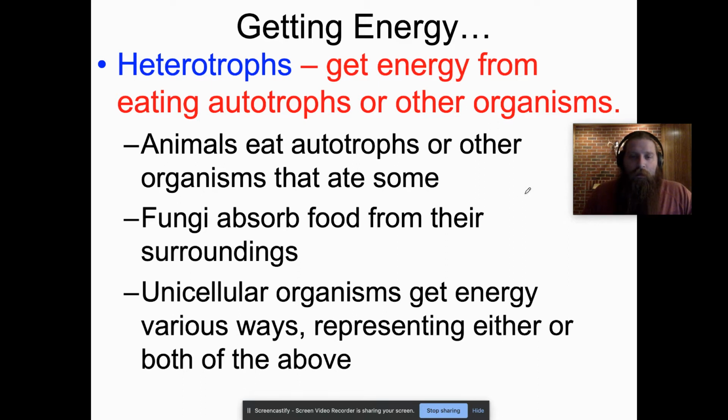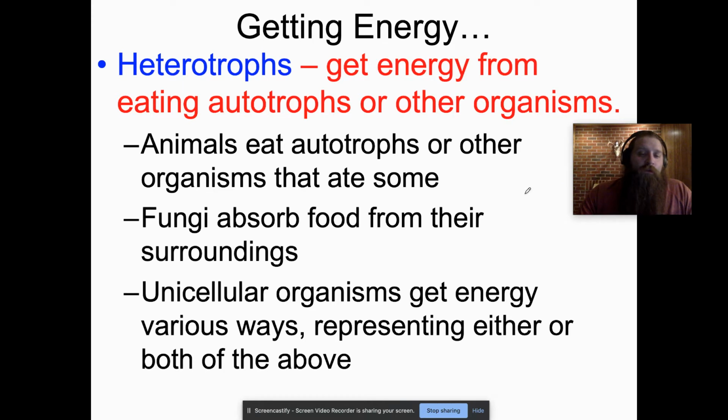Some animals eat just autotrophs, like a cow. It eats grass. Grass would be an autotroph. Other organisms eat those cows. Like I love steak. Steak is delicious. I'm eating an organism that ate an autotroph. So the cow gets its energy from the grass. I get my energy from the cow.